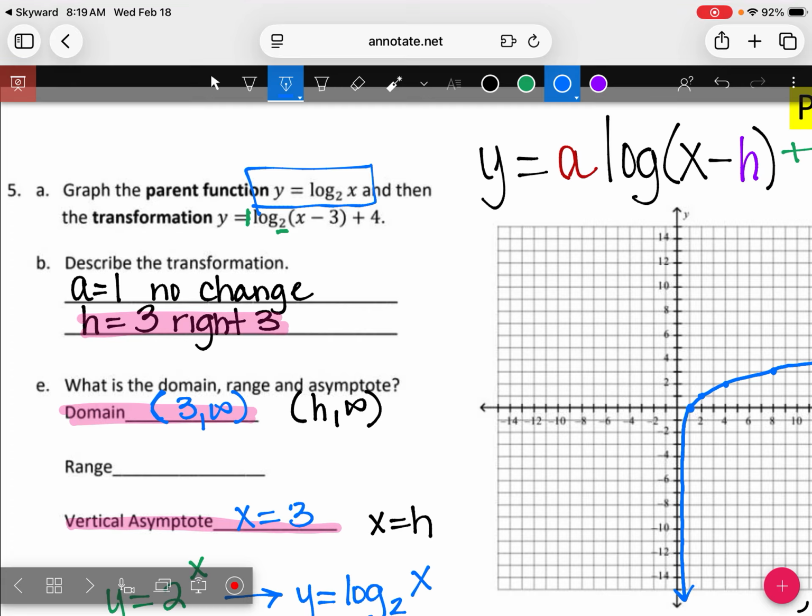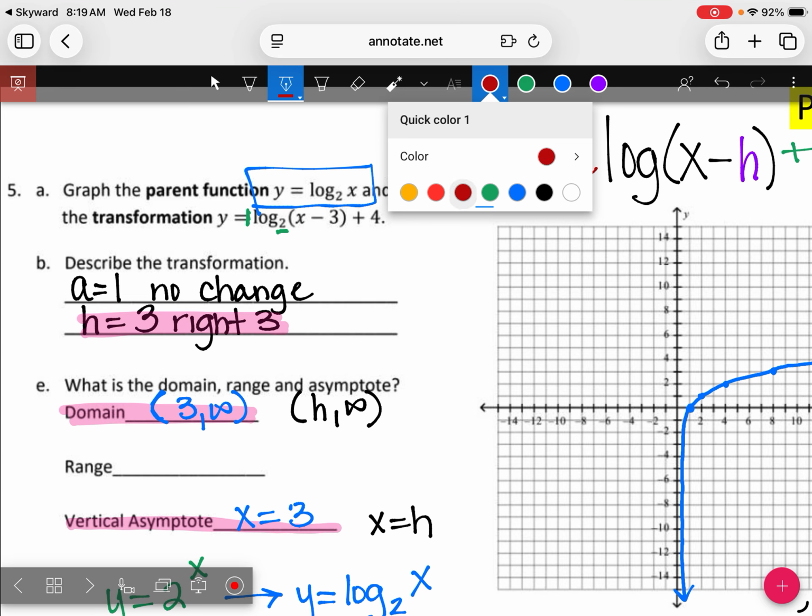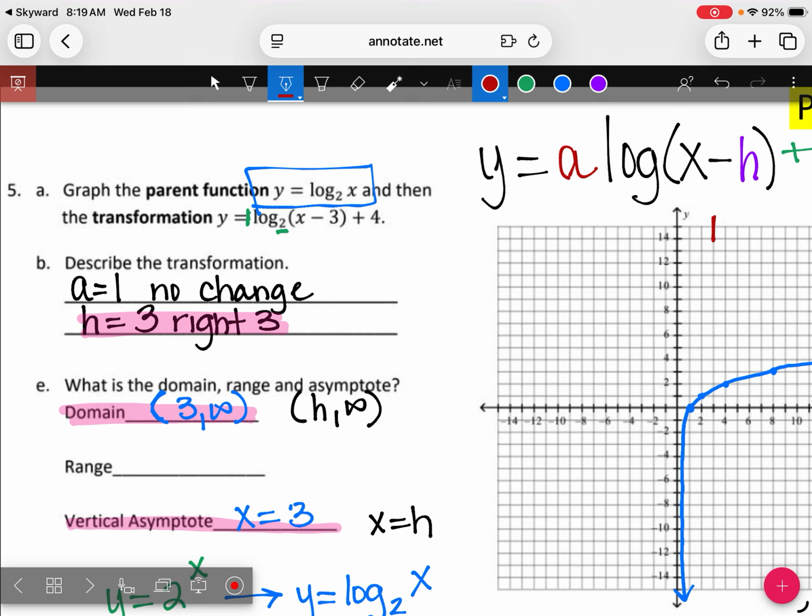I like to draw that in. It's optional. I'm going to just draw it in so I don't forget about it later. So I'm going to take and draw in a dashed line at x equals 3 so that when I'm graphing my new graph or my transform graph, I don't go through that wall. That's optional. You don't have to do it. But that just makes sure you don't go too far to the left.